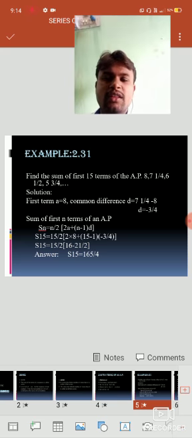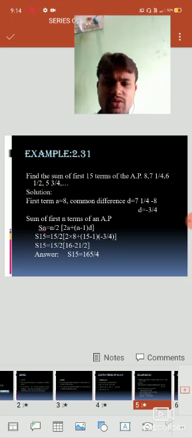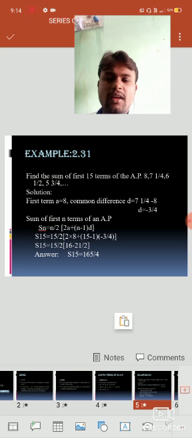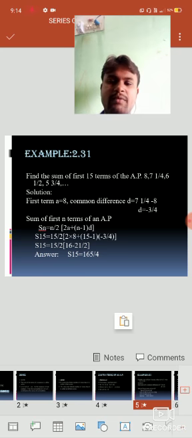Here using the sum of the first n terms formula, Sn is equal to n by 2 into 2a plus n minus 1 into d. Here n is equal to 15 terms, so we substitute n as 15. So 15 by 2 into 2 into a value 8 plus n value 15 minus 1 into common difference minus 3 by 4. Next step, 15 by 2, 2 eights are 16, plus 15 minus 1 is 14. So 14 into minus 3 by 4, cancelling, gives 21 by 2.